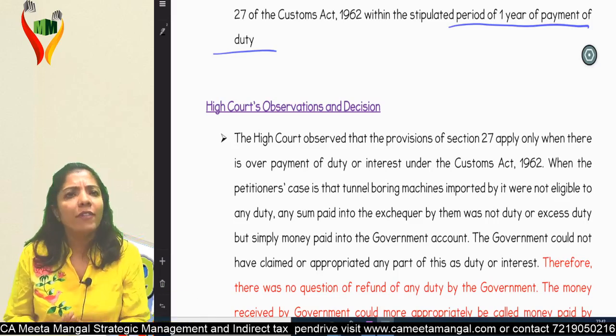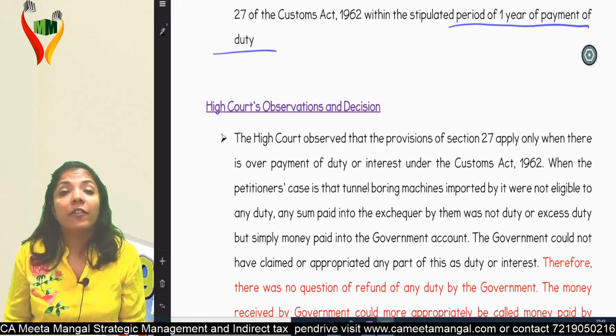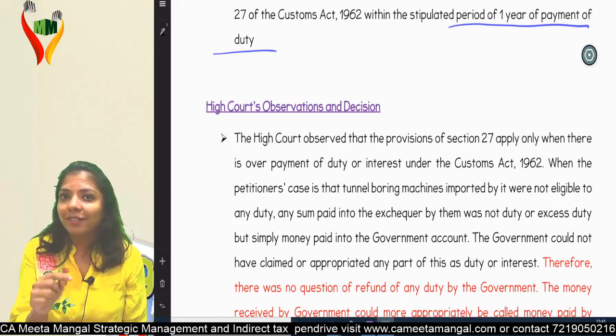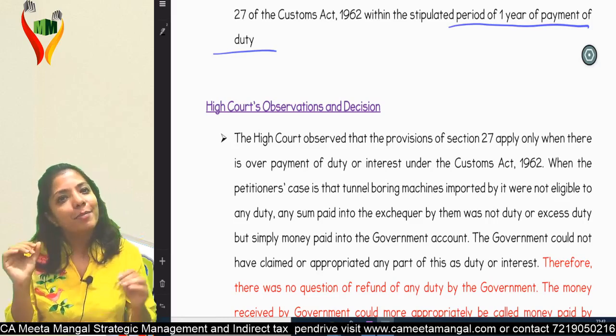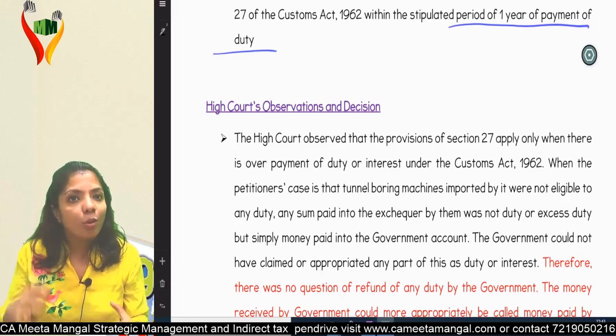That means you have not filed an application within 1 year. So now the question of giving refund does not come into the picture. Whenever you think like this, that means the answer is wrong. You need to understand the law very nicely.